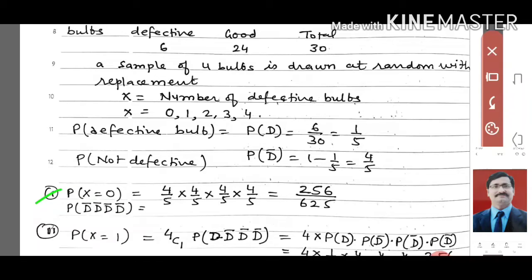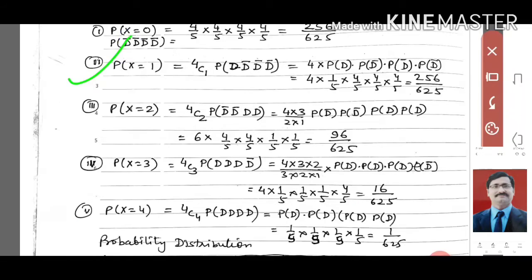So the first case is P(X=0). 0 means we do not have any defective bulb. So not defective means we write D' D' D' D'. That will be 4 upon 5 into 4 upon 5 into 4 upon 5 into 4 upon 5, that is 256 upon 625.